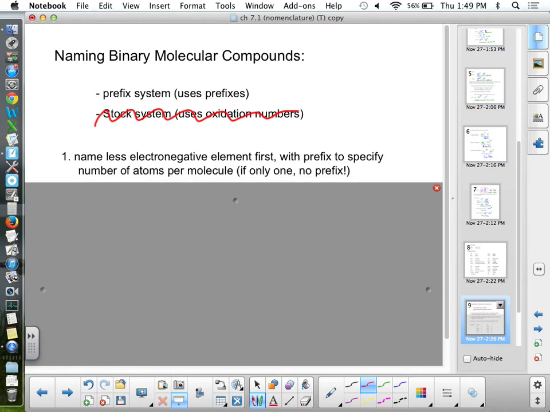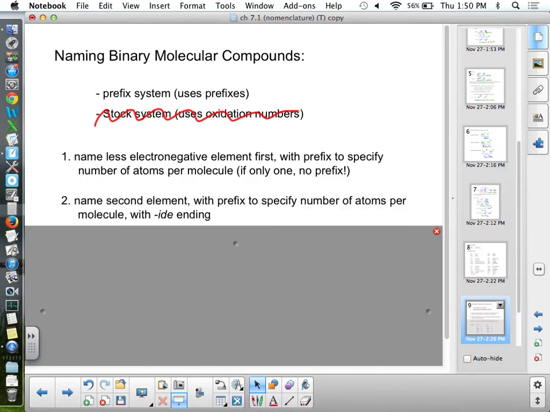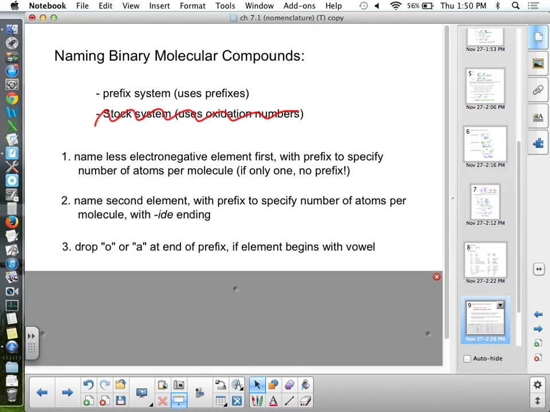So here's how we use the prefix system. Step number 1, of the 2 elements in the binary molecular compound, name the less electronegative element first. Use a prefix to specify how many atoms there are per molecule. However, if there's only 1 atom, you do not use the prefix mono. We name the second element next with a prefix to tell how many atoms there are per molecule, using the IDE ending. And if an element begins with a vowel, you can drop the O or the A at the end of the prefix just so it doesn't sound quite as clumsy.